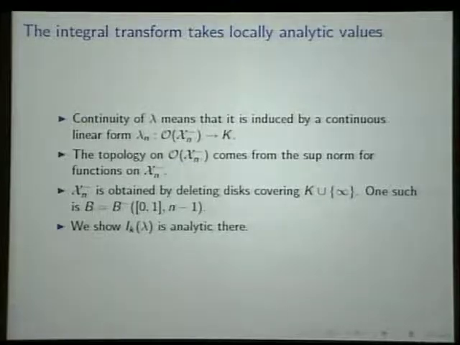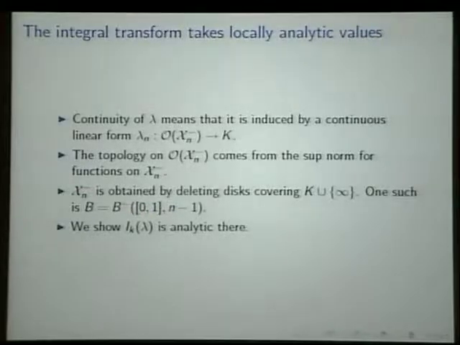So the strategy here, and I'll show you a picture about this in a minute, is that we look at this O of Xn, and it was gotten by deleting a bunch of disks, right? And those disks are in K, where we are trying to make our function. So we're going to look at this disk, the disk where the valuation is bigger than or equal to n minus 1. This is one of the disks you cut out of P1 to make Xn. And we want x to lie in this part of K, and we'll show that it's analytic there.